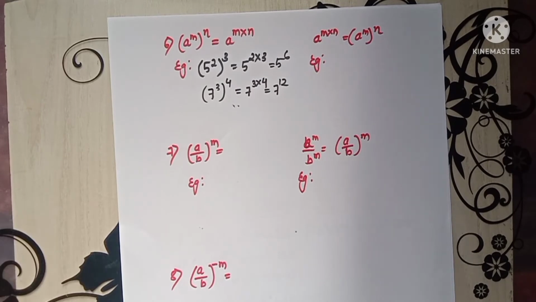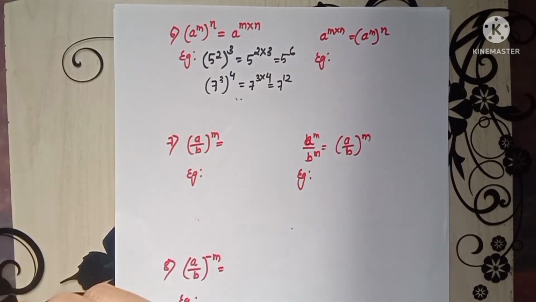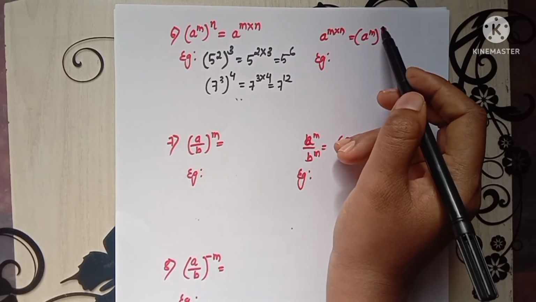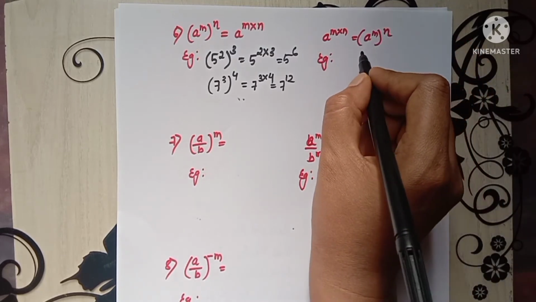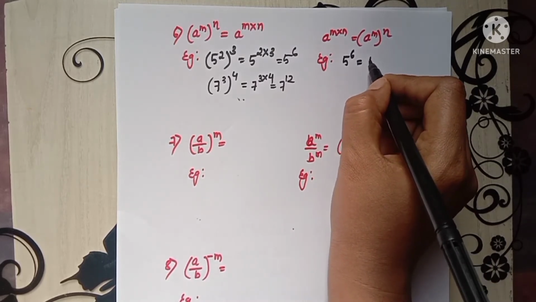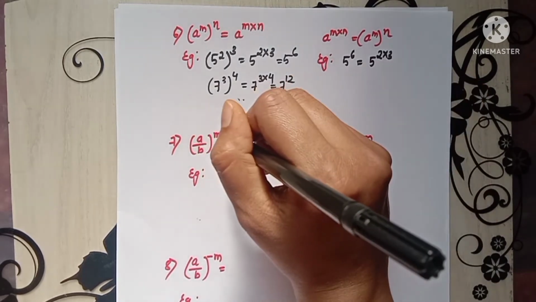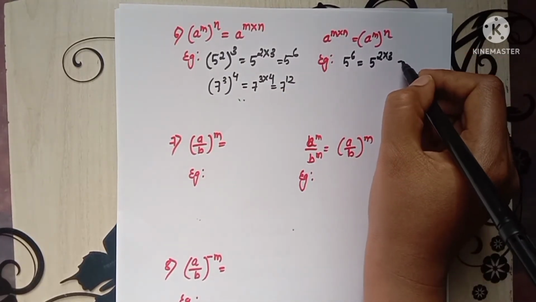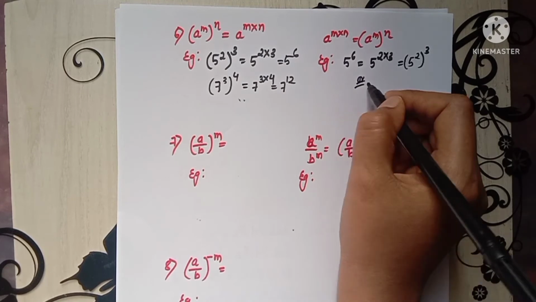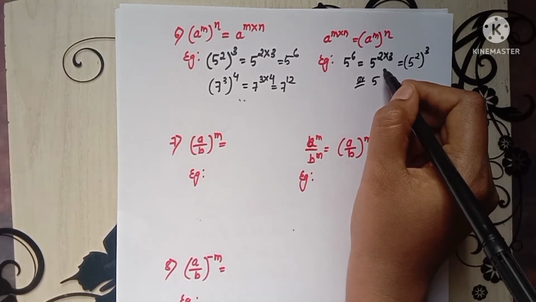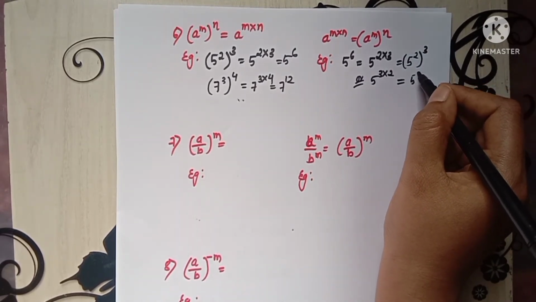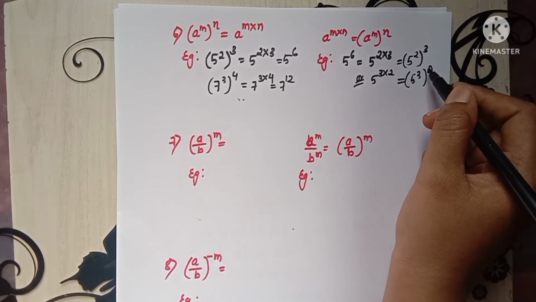Okay. We can reverse this. Okay. For example, a to the power m into n can be written as a to the power m, the whole bracket n. Let us take an example. 5 to the power 6. It can be written as what? 2 into 3. Right? So we can write it as 5 to the power 2, the whole power 3, or else it can be written as 5 to the power 3 into 2. This will be 5 to the power 3, the whole power 2. Like this also we can write this.